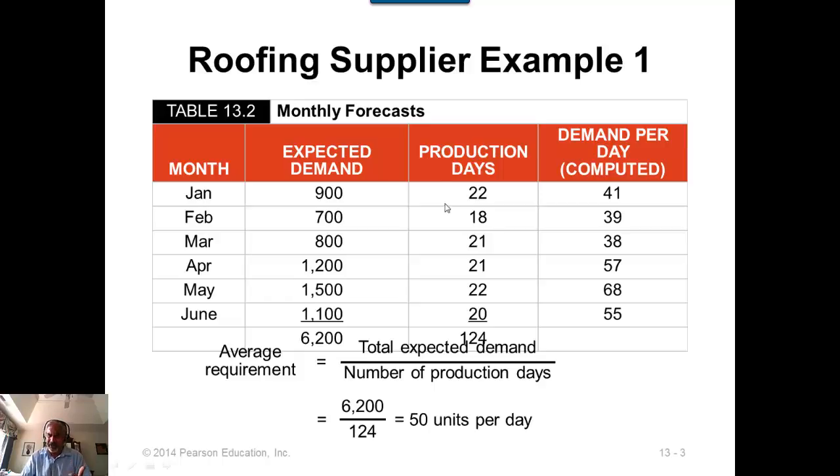If you have production days that change from period to period, then you can divide the production days into the expected demand. So that will give you the demand per day. Now if you add up all of the demand, add up all of the production days, and divide the total production days into the total demand, that will give you the average demand rate of 50 units. So if you want to produce at a constant rate, level production, you will set the production rate to 50 units a day. So that is the idea here.